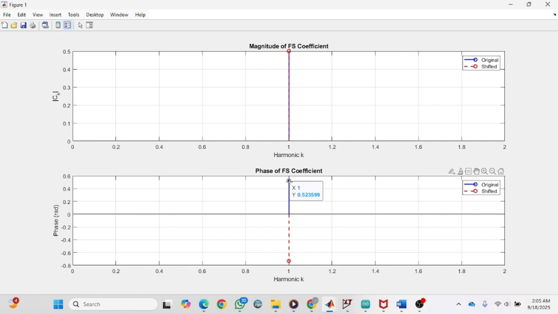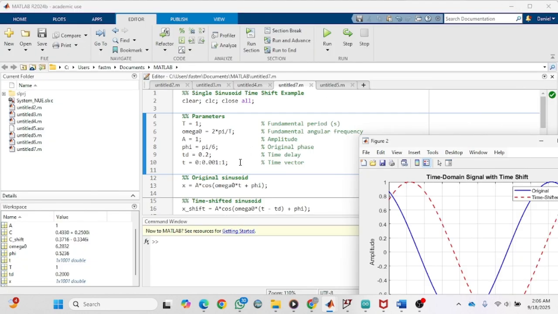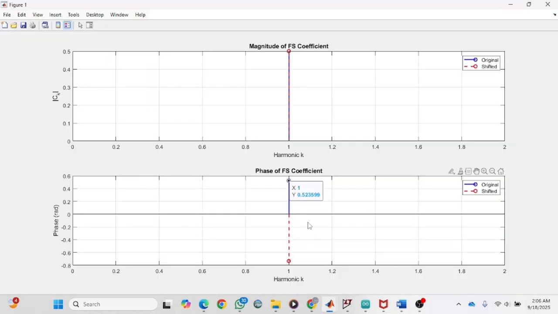That is phi. So now you're subtracting. So it will be k, and in this case k is 1. And you're multiplying that by your omega naught, which is 2 pi on 1, which is just 2 pi. And you're multiplying that by your shift, which was 0.2. Yeah, and it should end up with this answer here. So that's basically what it will be for one sinusoid.